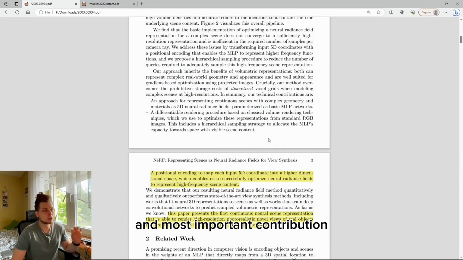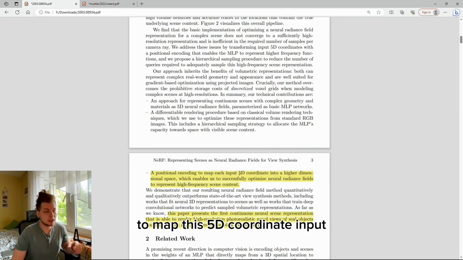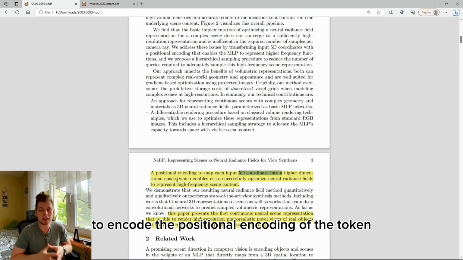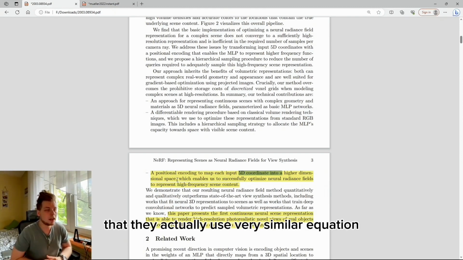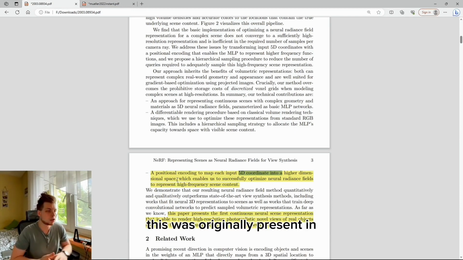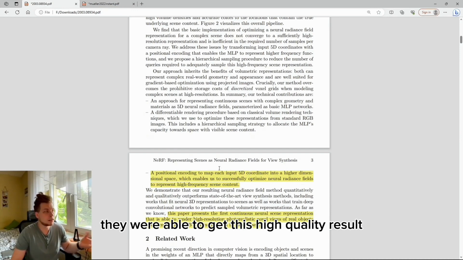And the most important contribution, in my opinion, that NeRFs presented was applying this positional encoding to map this 5D coordinate input into a higher dimensional space. This is very similar to what transformers do to encode the position of the token at the beginning. We will see that they actually use a very similar equation to do this encoding. So this was originally present in the Attention Is All You Need paper, and they also use it here to encode this 5D feature. And with that they were able to get this high quality result that we saw on the website.